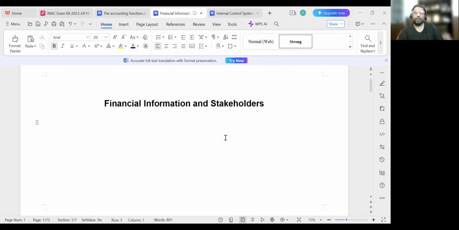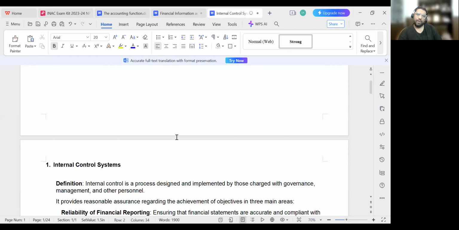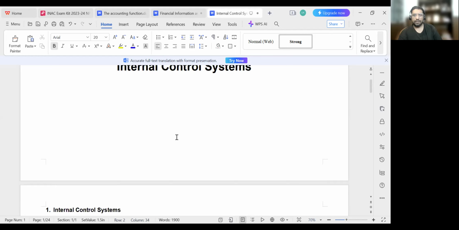All right. Now, let's move on to our third chapter, which is internal control systems. We talked about the internal control system yesterday as well, and we talked about some basics related to internal control systems, right?